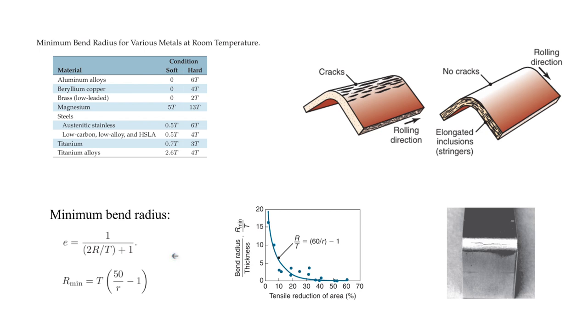Here T is thickness. We will use T from the table above in accordance with which material we will use. And R is the material's ductility. So the more ductile the material, the sharper we can bend it.